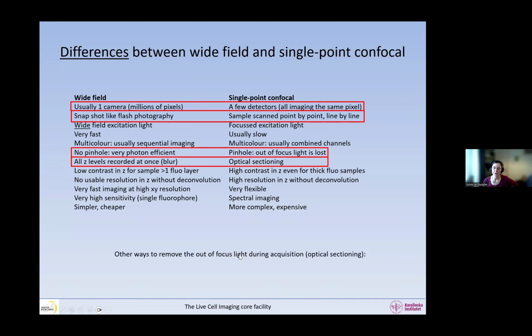So there are other ways to remove the out of focus light and to get this optical sectioning effect. In multiphoton microscopy, we can do that, and multiphoton microscopes are based on single point scanning confocals. And also spinning disk confocals are camera-based, but we also have optical sectioning. And light sheet systems are also camera-based, and they also have optical sectioning. So it's only the wide field systems that do not have optical sectioning capacities. All the others have it.